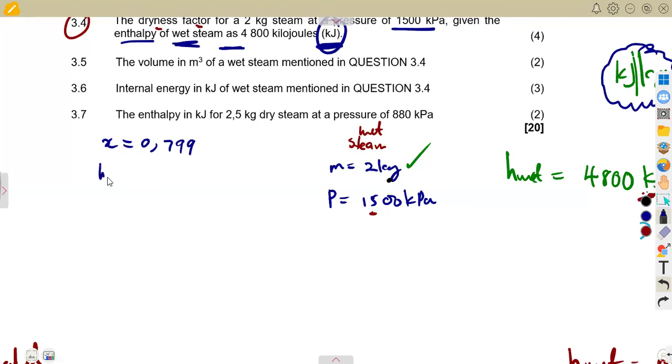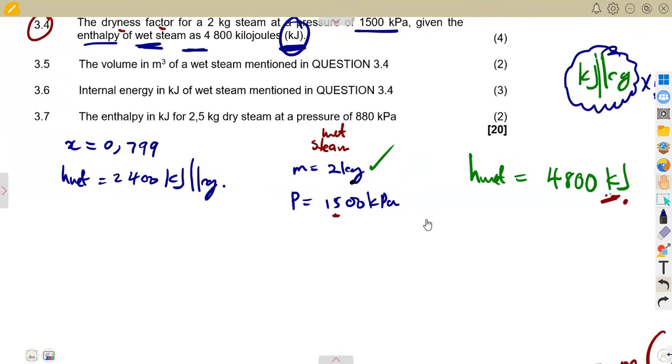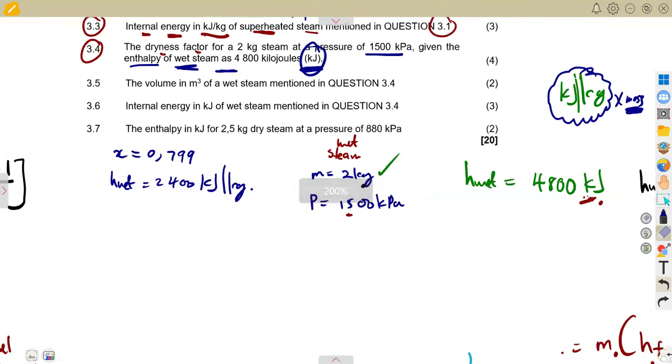0.799. And also I talked about h wet, that instead of using this, we can use that one, 2,400, which is kilojoules per kilogram. This is now per kilogram. The mass is already what? Mass is already used. Mass is already there. All right. Now, with the information that we have calculated, they want us to calculate 3.5.